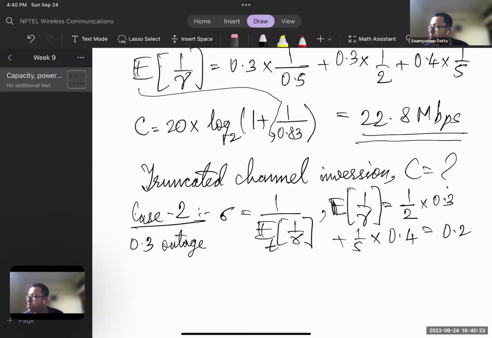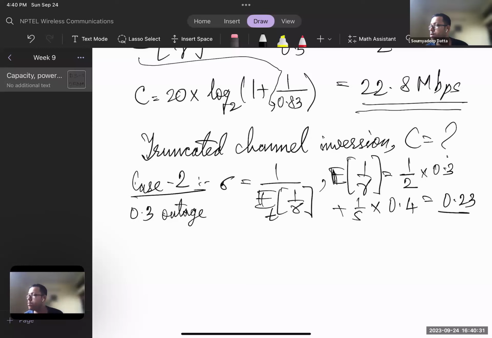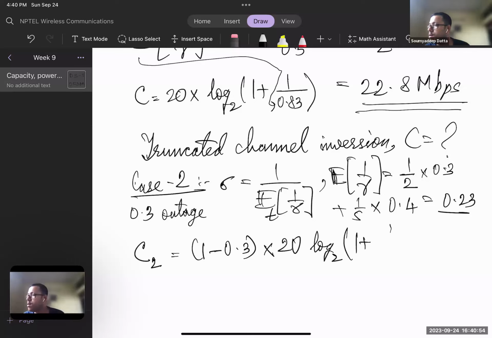This gives me 0.23, right? And if you take the inverse of 0.23, then your capacity in this case, C2, let's say, will be firstly 1 minus outage probability, which is 0.3. So whenever it's not in outage, then it will have this capacity, right? This is B times log of 1 plus 1 by expected value of gamma, which is 0.23.